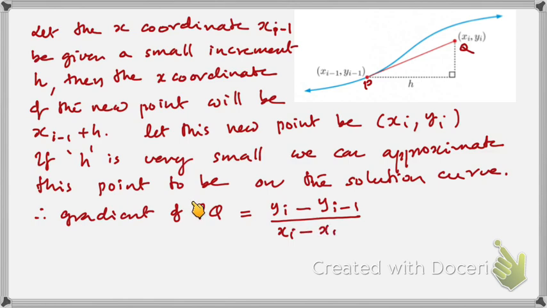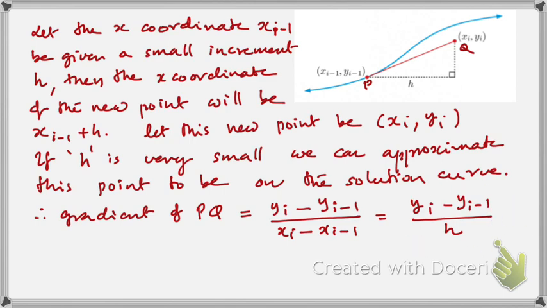So since we have 2 points on the given curve, I can say the gradient of the line PQ, since Q is very close on the curve, which is y2 minus y1 by x2 minus x1, y difference over x difference, you can see yi minus yi minus 1 divided by xi minus xi minus 1. The numerator remains the same, but the denominator, the difference between the two x coordinates, is the increment, the step you have taken forward, h, the step value.